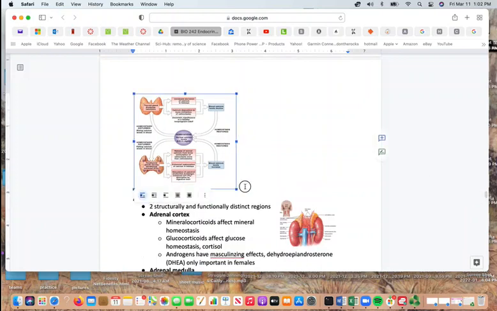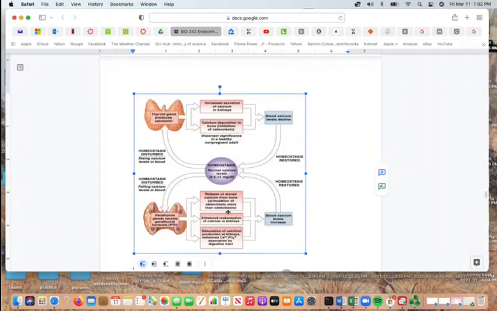So this here is going to show a comparison of your thyroid and hypothyroid glands with their effects on the blood calcium levels. So PTH, you're going to break down calcium in the bone, absorb more of it. Calcitonin, you're going to keep the calcium in the bone and excrete more of it.